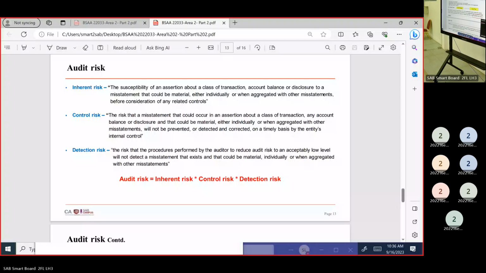Right? Because of the business risk, the high competition and high pressure from the economy, people are committing fraud. And that will impact the numbers. Auditors can't figure it out. If that is so, it will impact the audit.